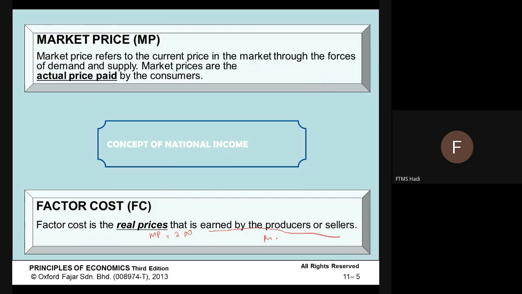So factor cost refers to those producers and sellers. Whatever they sell to the consumer, we call it the factor cost. The average price that is sold throughout the market is called the market price, which is still a real price, but it is more like an average only.